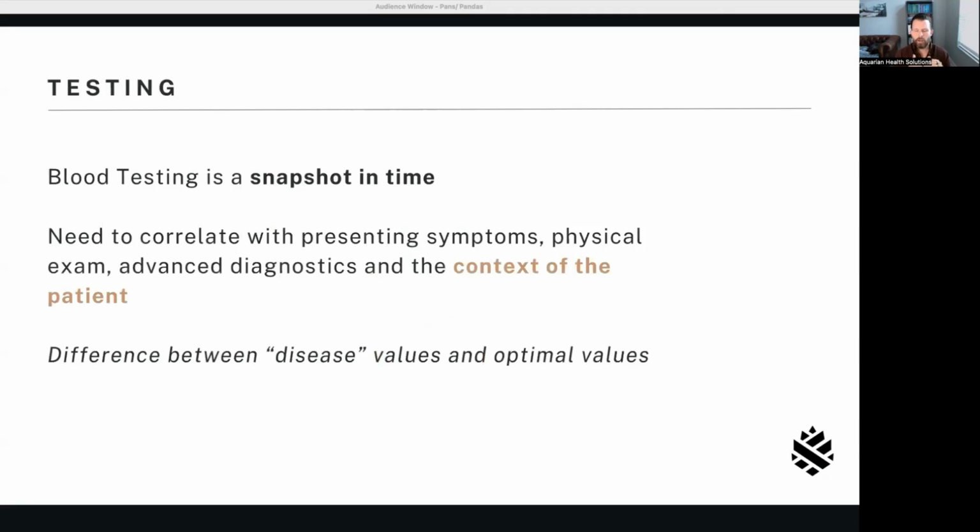And so when we're thinking about testing, I always put this caveat in: when we're doing blood testing, and this is why blood testing is just a fraction of the types of testing that we utilize, blood testing is a snapshot in time. And so we have to correlate all blood testing and all testing with presenting symptoms, with physical exam, with different types of advanced diagnostics, and most importantly, the context of the patient to build out a full understanding of what's going on with that person and the steps we need to remediate these things. A big importance is the difference between disease values and optimal values. So many times, even when we're looking at antibody titers, if it's one below what's acceptable as too high, or one above what's too low, they'll say, "Oh, you're fine." When that's not the case, right? So we have to look at all of these things very carefully.